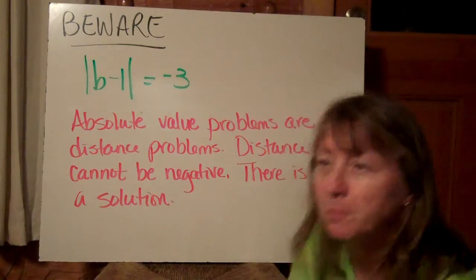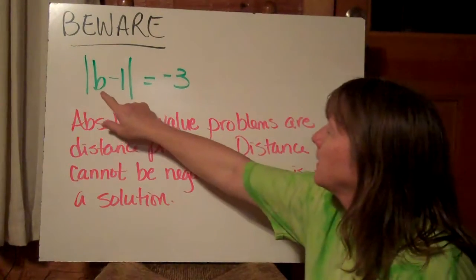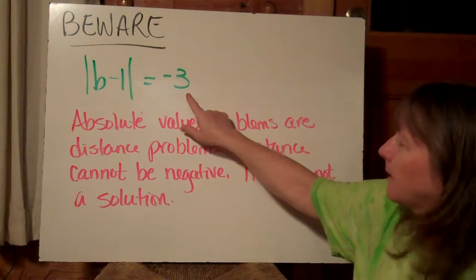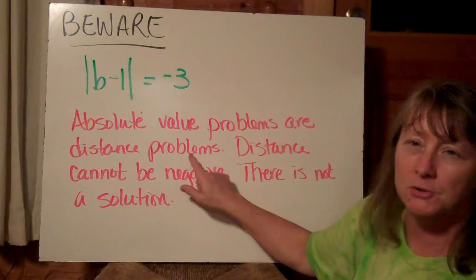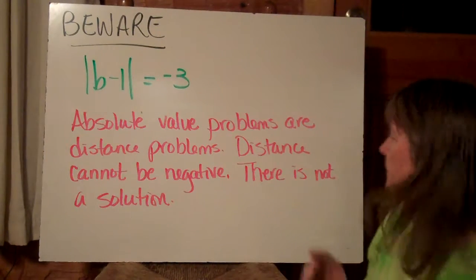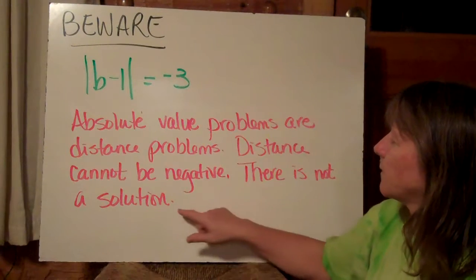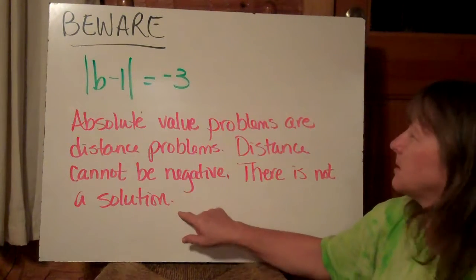There is a huge beware here. What if you get the absolute value of b minus 1 equals -3? Can't do it. Absolute value problems are distance problems. It's the distance away from 0. Distance cannot be negative. Therefore, there is no solution, or it's an empty set solution.